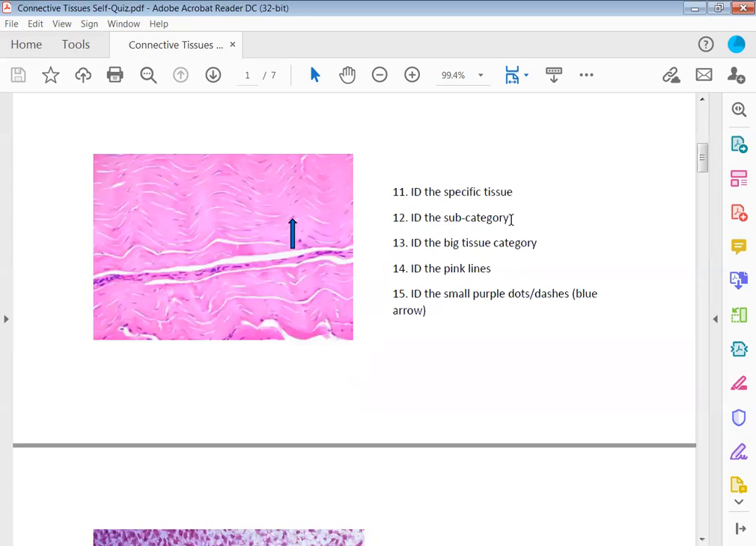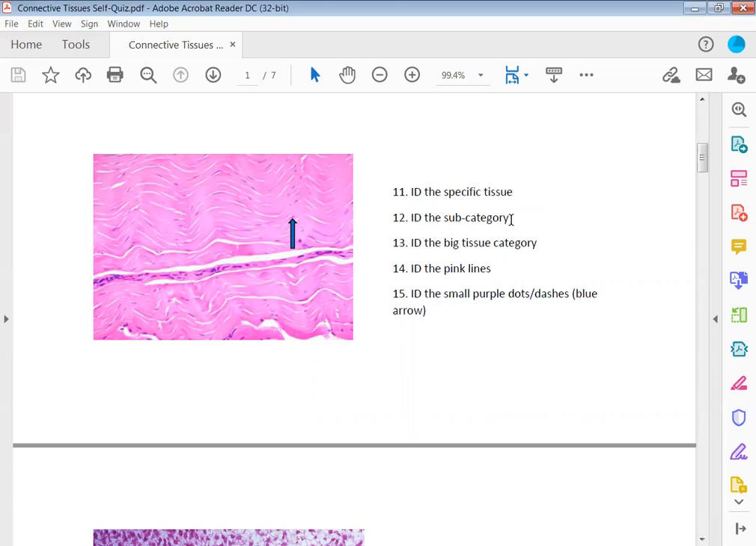Number 12, the subcategory. Again, it's not a cartilage or bone, so it's not supporting, and it's not free-flowing blood, so it's not fluid. Therefore, it's going to fall into the subcategory of connective tissue proper. Number 13, the big tissue category, is going to be connective tissue.